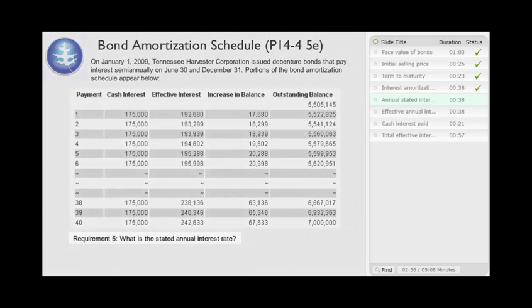Requirement 5 asks, what is the stated annual interest rate? If we look at the cash interest payment, we see it's $175,000. If we take $175,000 and divide it by the bond's face value of $7 million, we come up with the semi-annual interest rate. Once we do that, we multiply it times 2. We come up with a 5% stated annual interest rate.